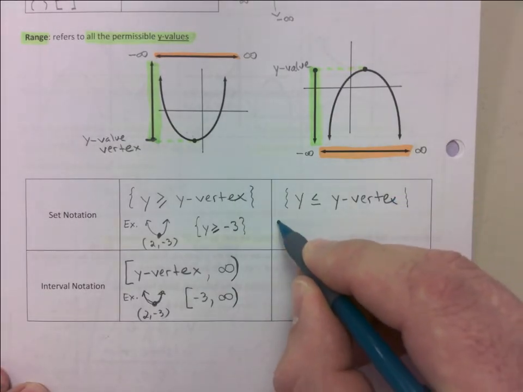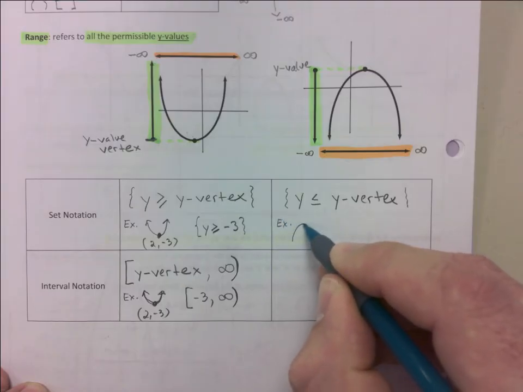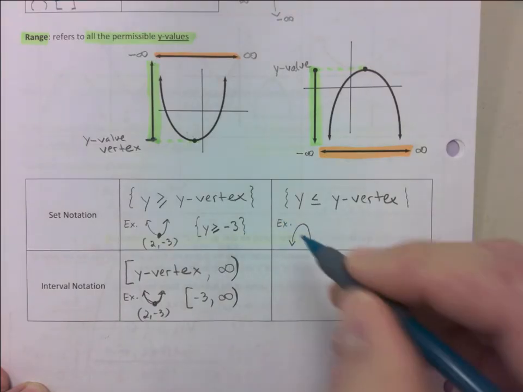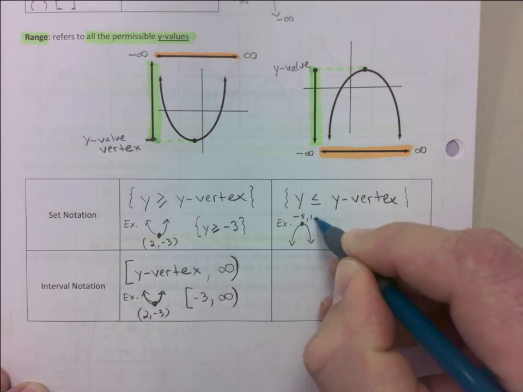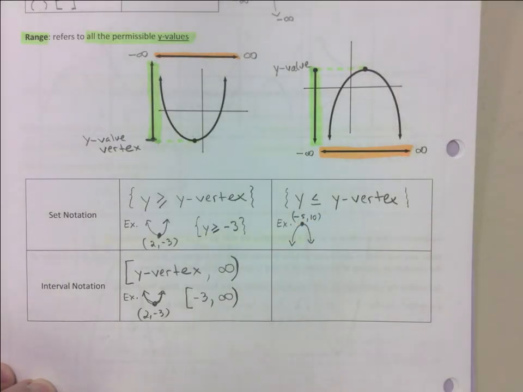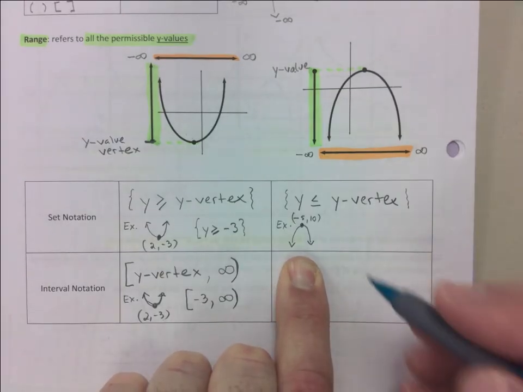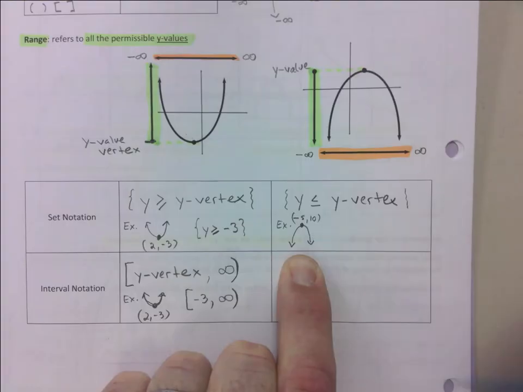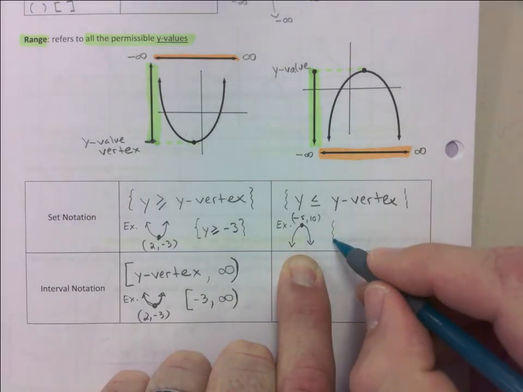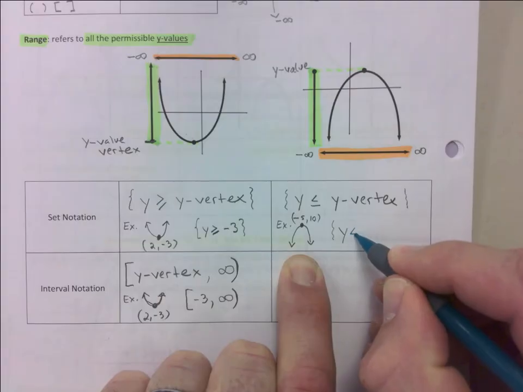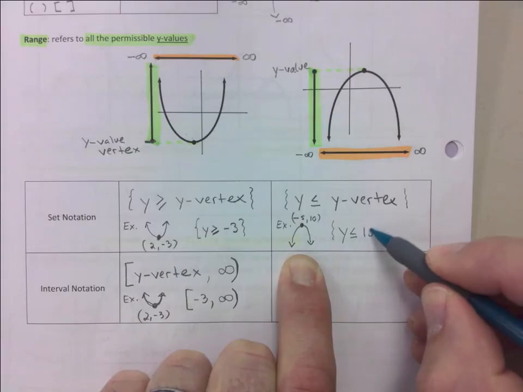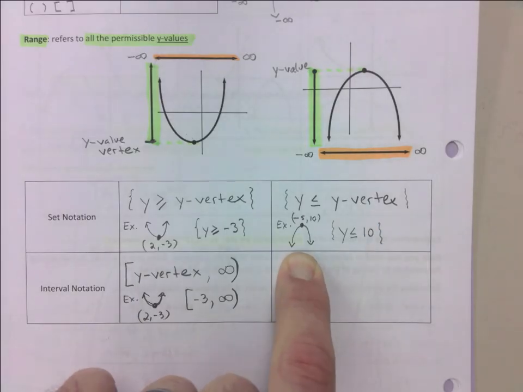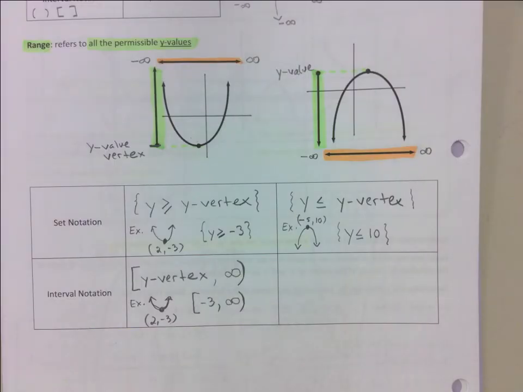So in this case, let's do an example right here. If it's pointing down, and let's say this is -5, 7, 10, let's say. And I ask you, what is the range of this function right here? You would say, oh, first of all, it's pointing down. Therefore, it's going to be y is less than or equal to the y value of the vertex. There we go. That is how you state the range for that function.